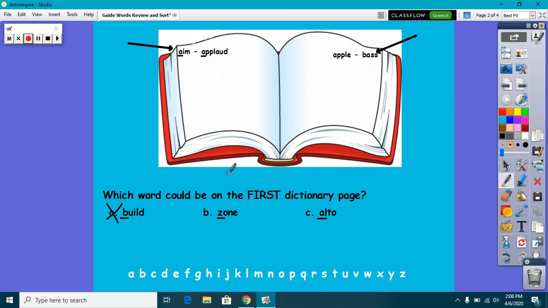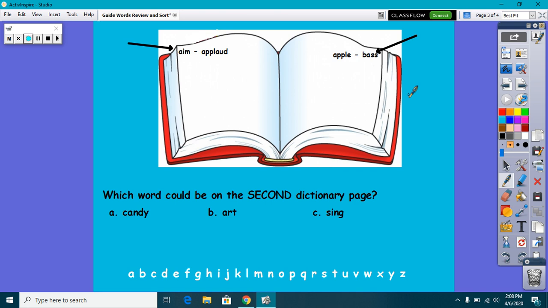Zone starts with Z, and as we can see, Z comes way after A in the alphabet. So it's not going to be anywhere near the A page. And here we have the word alto, which starts with an A, just like aim and applaud. And then if you really want to make sure and check that it's right, you can always put those three words in ABC order and make sure that alto is between aim and applaud. And if it is, then it can be on that dictionary page.